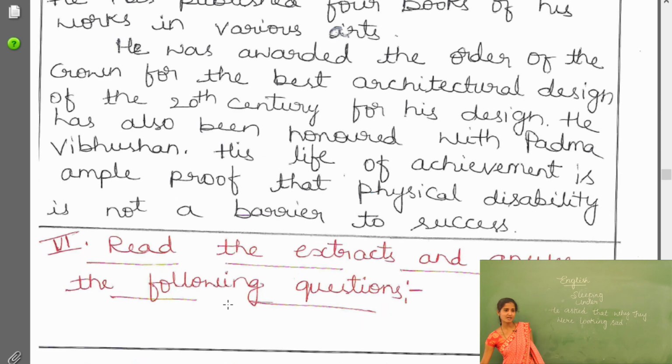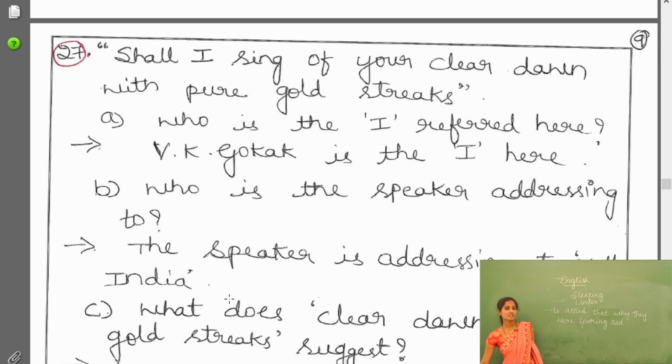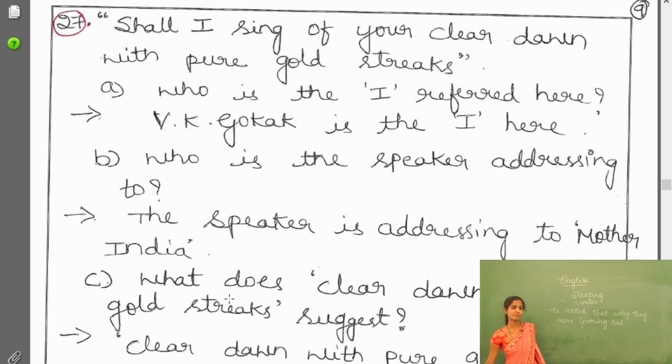Look at the next part, sixth main, read the extract. "Shall I sing of your clear dawn with pure gold streaks?" So who is the "I" referred to here? First of all, you should look at the extract. You have to think which poem it is, which lesson it is. The poem name is The Song of India. This line has been extracted from the poem The Song of India. V.K. Gokak is the "I" here. The speaker is addressing Mother India.